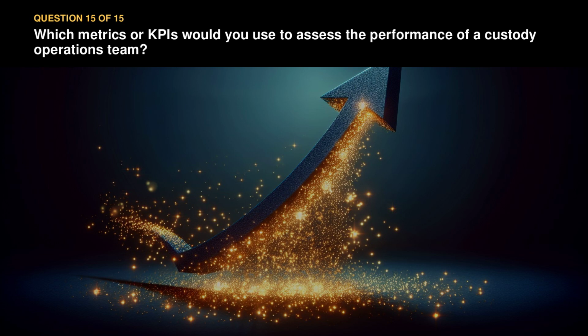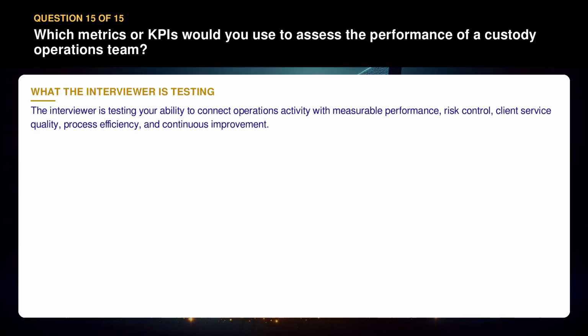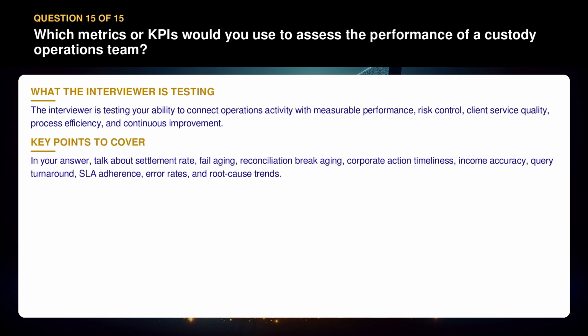Question 15. Which metrics or KPIs would you use to assess the performance of a custody operations team? The interviewer is testing your ability to connect operations activity with measurable performance, risk control, client service quality, process efficiency, and continuous improvement. In your answer, talk about settlement rate, fail aging, reconciliation break aging, corporate action timeliness, income accuracy, query turnaround, SLA adherence, error rates, and root cause trends.